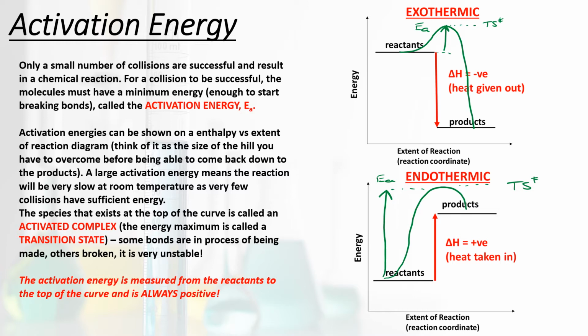Now we can show activation energies if we draw an enthalpy versus extent of reaction diagram. So we'll have seen these diagrams if you've seen the thermodynamics videos on this channel. Typically, the y-axis is energy or enthalpy, the x-axis is the reaction coordinate, sometimes called extent of reaction, sometimes called progress of reaction. Essentially, it just means how far along in the reaction we are, from reactants to products. And so we have the two examples here, an exothermic reaction and an endothermic reaction.